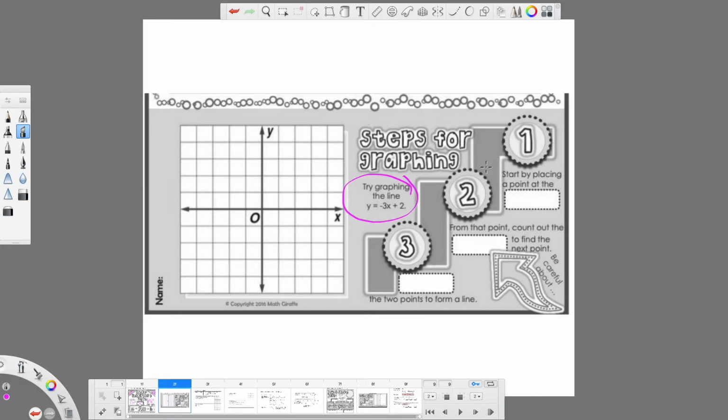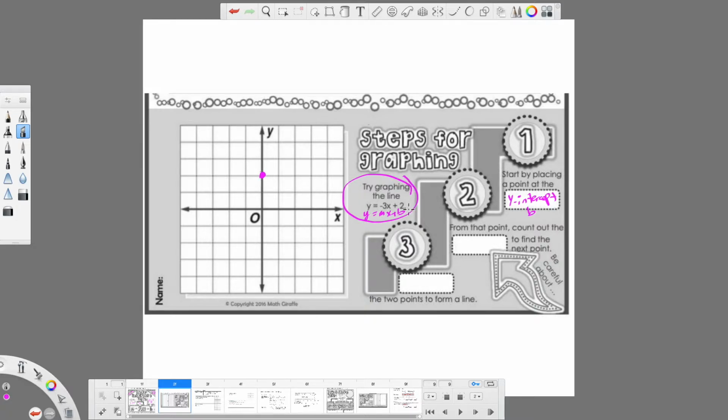So step number 1, start by placing a point at the y-intercept. Remember, that is our starting point. Okay, so in a word problem, we're looking for the starting point, but also this is what we start with when we start graphing. So y-intercept, remember it's y equals mx plus b. b is our y-intercept. This is our starting point. So the b. Okay, so positive 2. So I go from the center and I go 1, 2, and there it is.